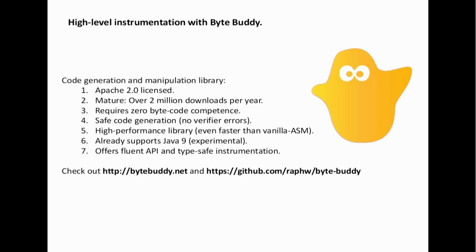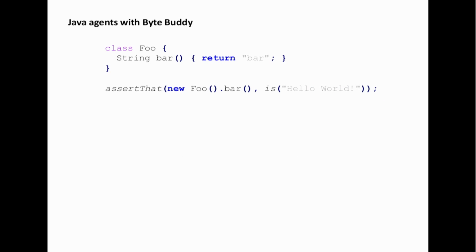So you can focus on your actual task. That's what I would say is the main selling point. And this is how it works. Let's say you have this coworker that you really don't like, so you want to make this program work here. So you have a class foo with the method bar that just returns a string bar, but if you call bar, it returns hello world.